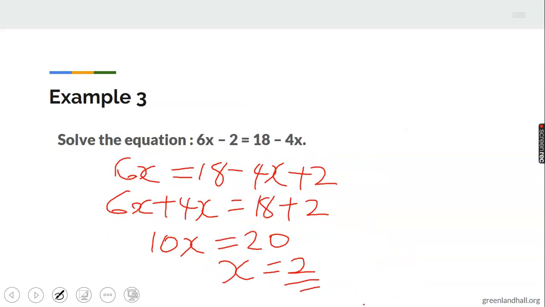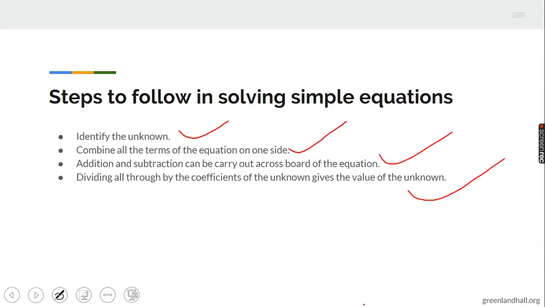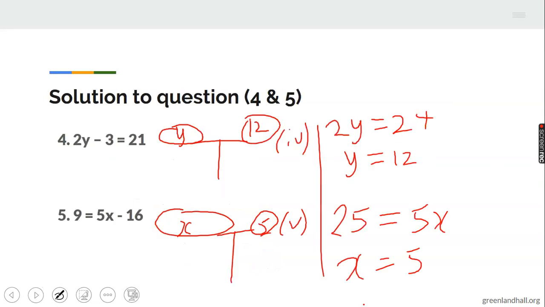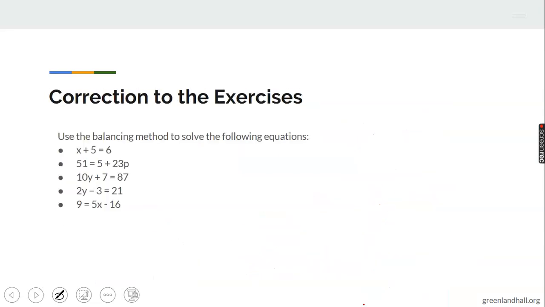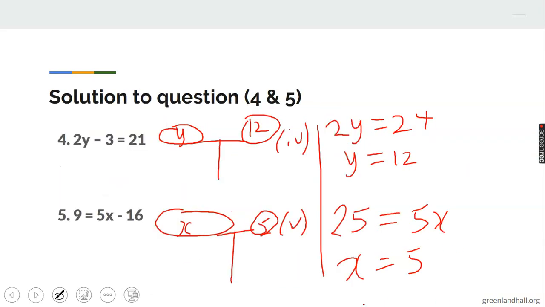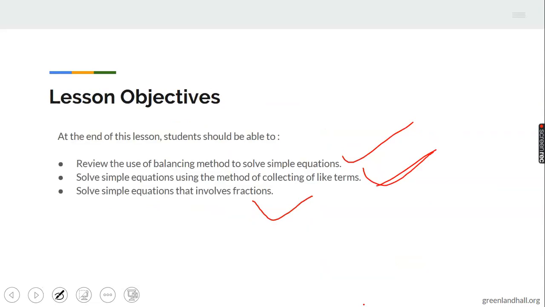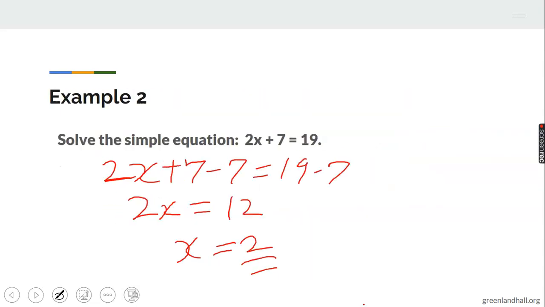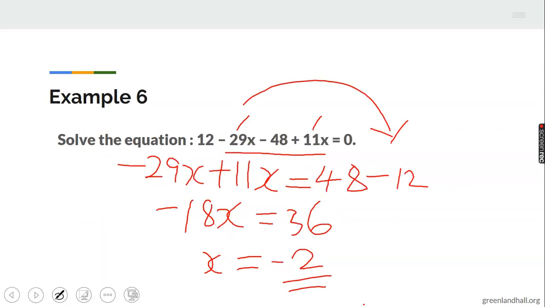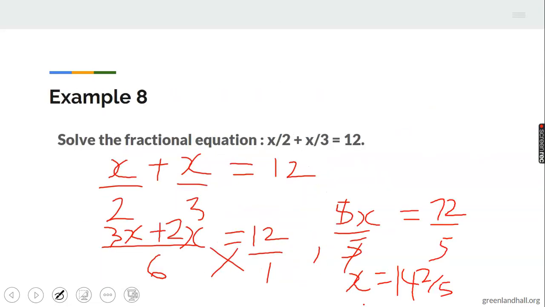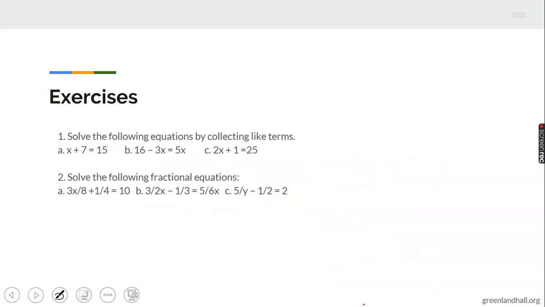So I believe I've been able to do justice to all questions arising, and shed more light on simple equations, how to solve them using the method of collecting like terms, and how to solve fractional equations. Go through these slides over and over again, listen to them, and I know you will definitely understand what I'm trying to pass across.